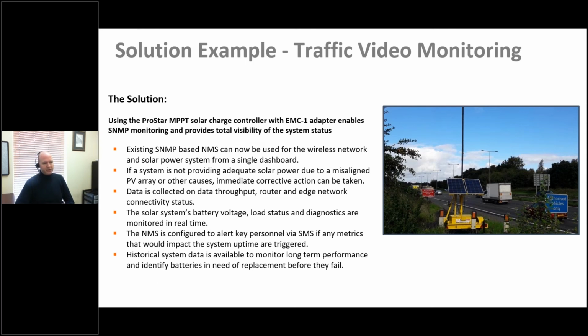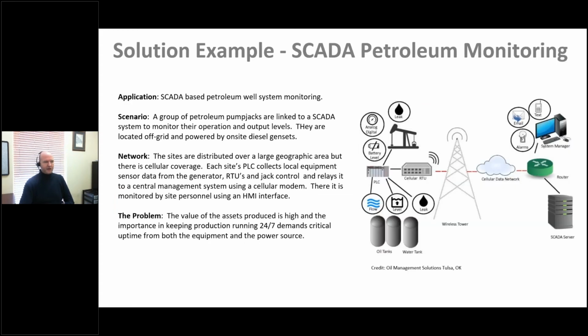So an example here of where a ProStar can be used in traffic monitoring with SNMP to monitor both the data for the IP-based cameras for security and safety, as well as the power system. It's even common to see these solar arrays are not deployed correctly. They're movable and they're sometimes put in shading, or they're pointed in the wrong direction, so they're not facing south. And these things can be detected early and taken care of.